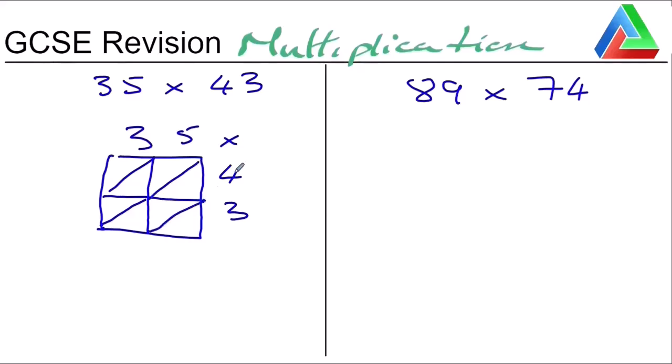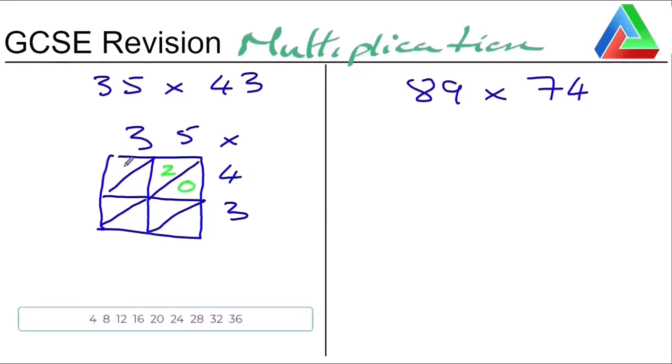Now we're set up. We need the 4 times table. 4 5s are 20. 4 3s are 12. Now we need the 3 times table. 3 5s are 15. 3 3s are 9, so we put a 0 and a 9.